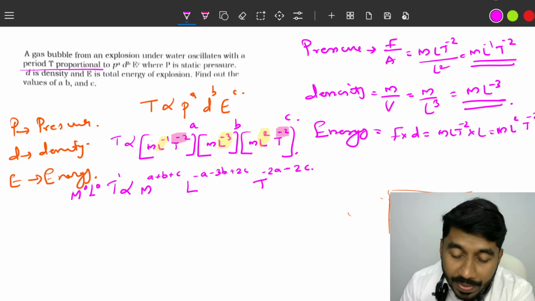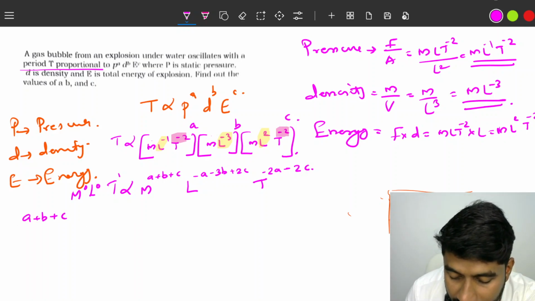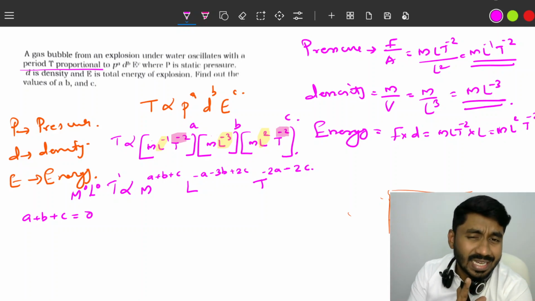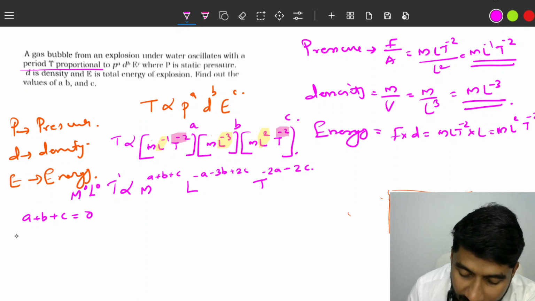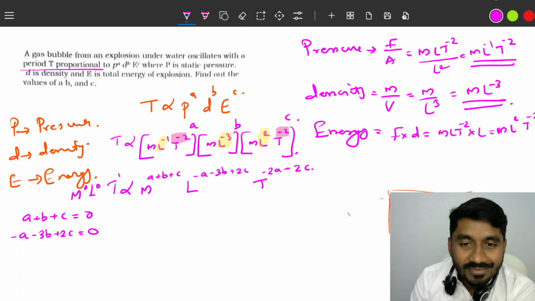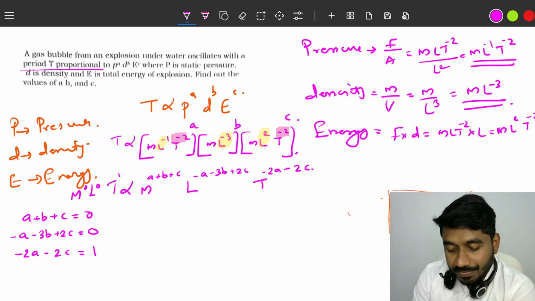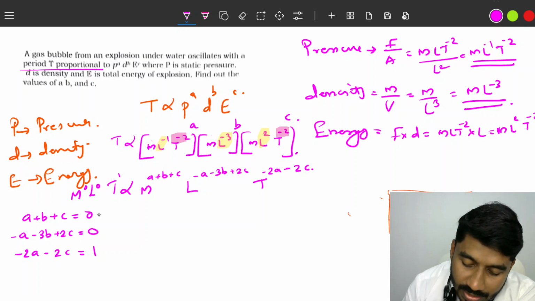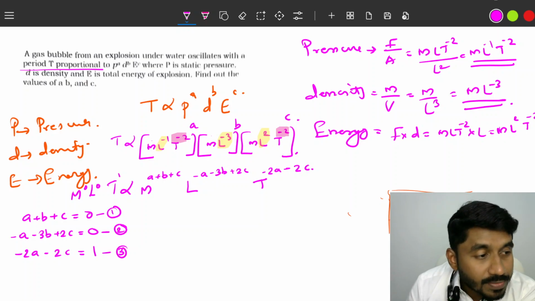So just let's compare the powers of everything. You will get A plus B plus C equal to 0. I hope that is clear, right? And what is the second equation? L minus A minus 3B plus 2C equal to 0. Clear? Then minus 2A minus 2C equal to 1. Clear everyone? So this is equation number 1, equation number 2, equation number 3.